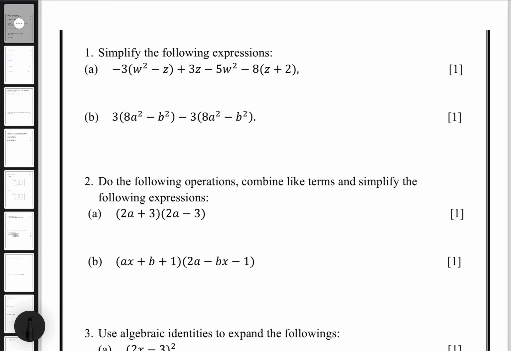Hello, today we're going to be taking a look at simplifying and factorizing some of the simple algebraic expressions and equations. Hopefully you find it useful. So let's start with question number 1.